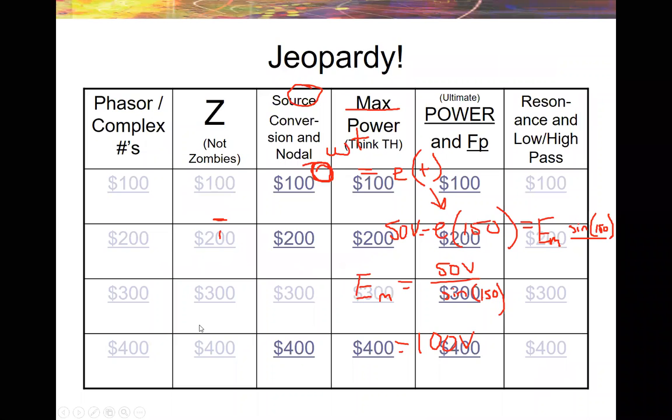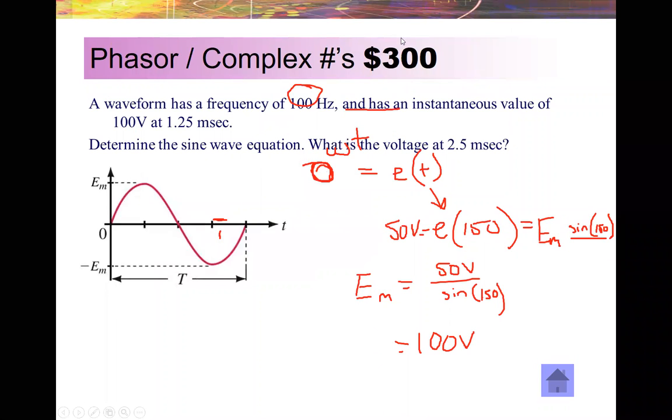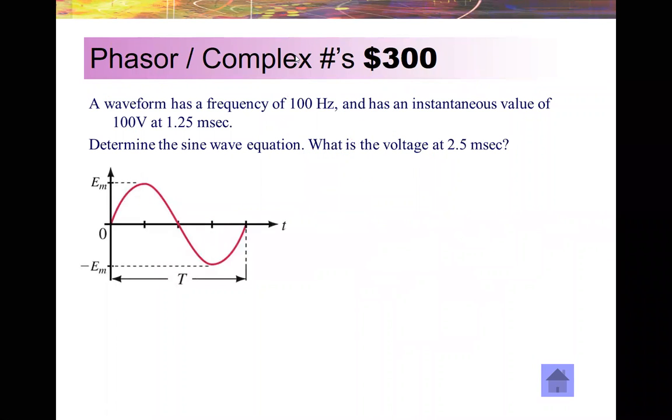We'll go back to the 300 level Jeopardy, clear that out. Once again, let's turn these words into variables. We have a frequency right here that is F. It has an instantaneous value of 100 volts when it's at 1.25 milliseconds.